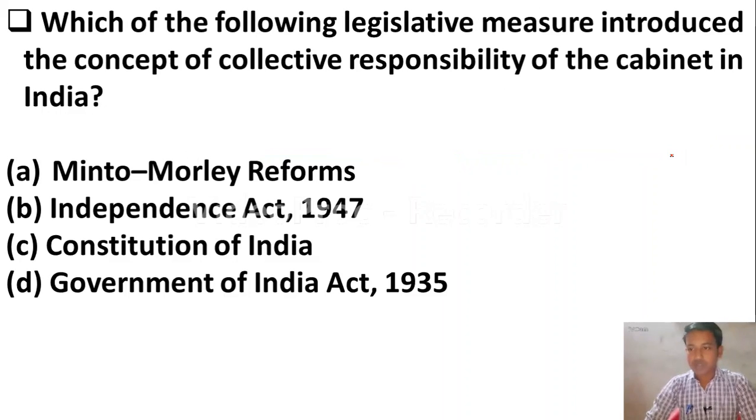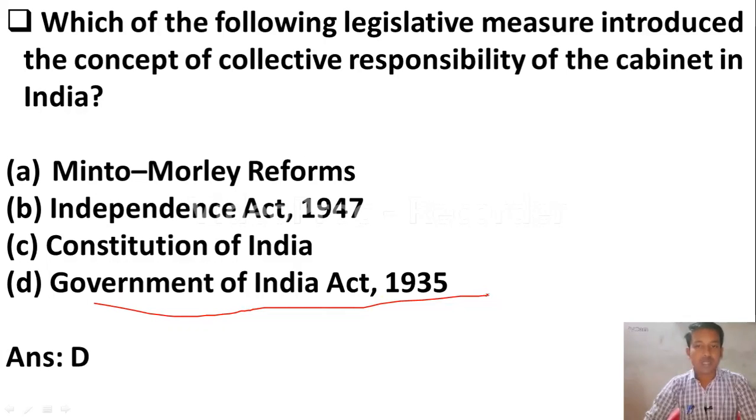The next question is: which of the following legislative measures introduced the concept of collective responsibility of the Cabinet in India? Option A, Minto-Morley reforms; option B, Independence Act 1947; option C, Constitution of India; option D, Government of India Act 1935. Here also the right answer is Government of India Act 1935.